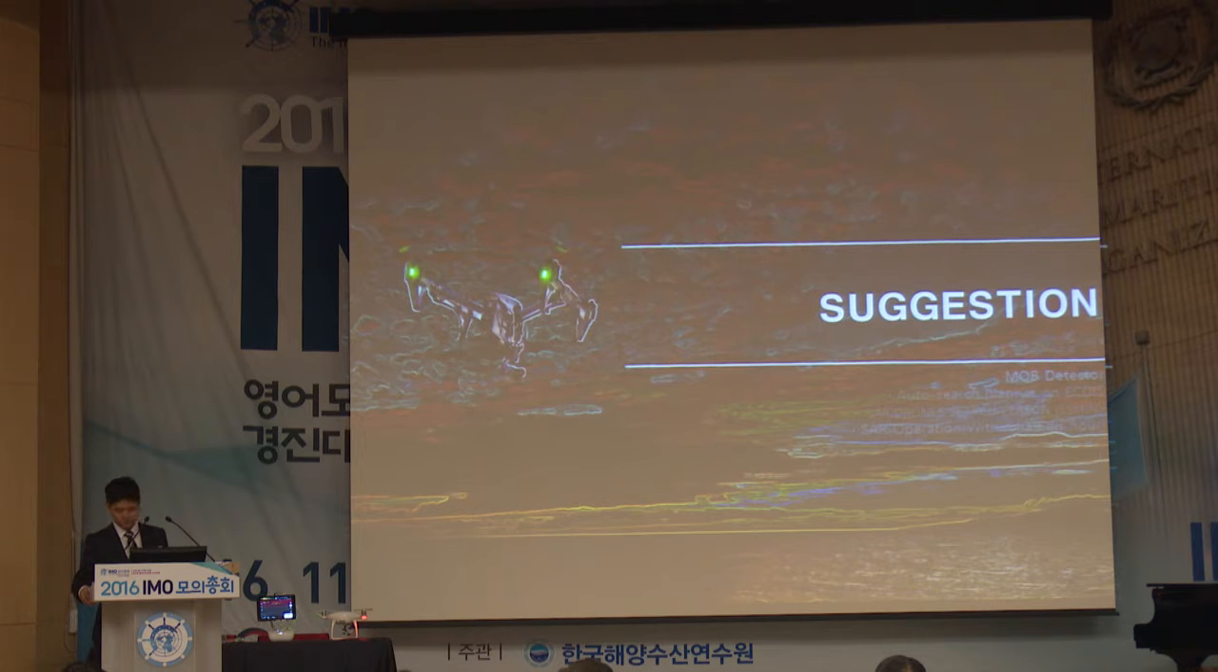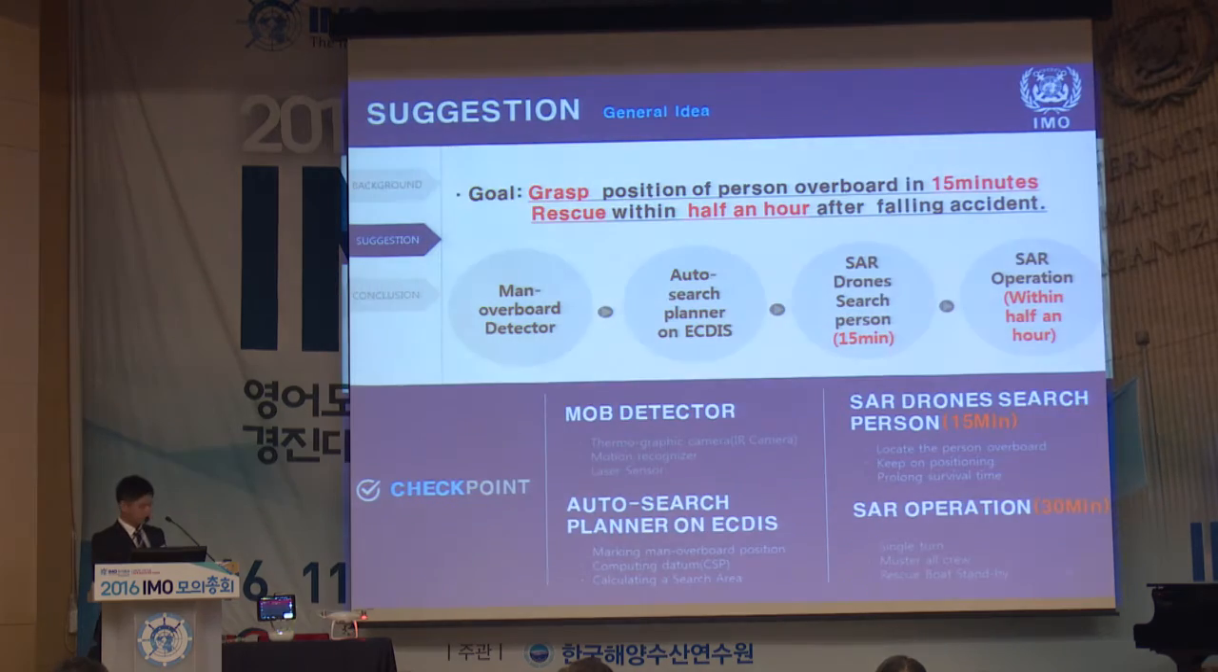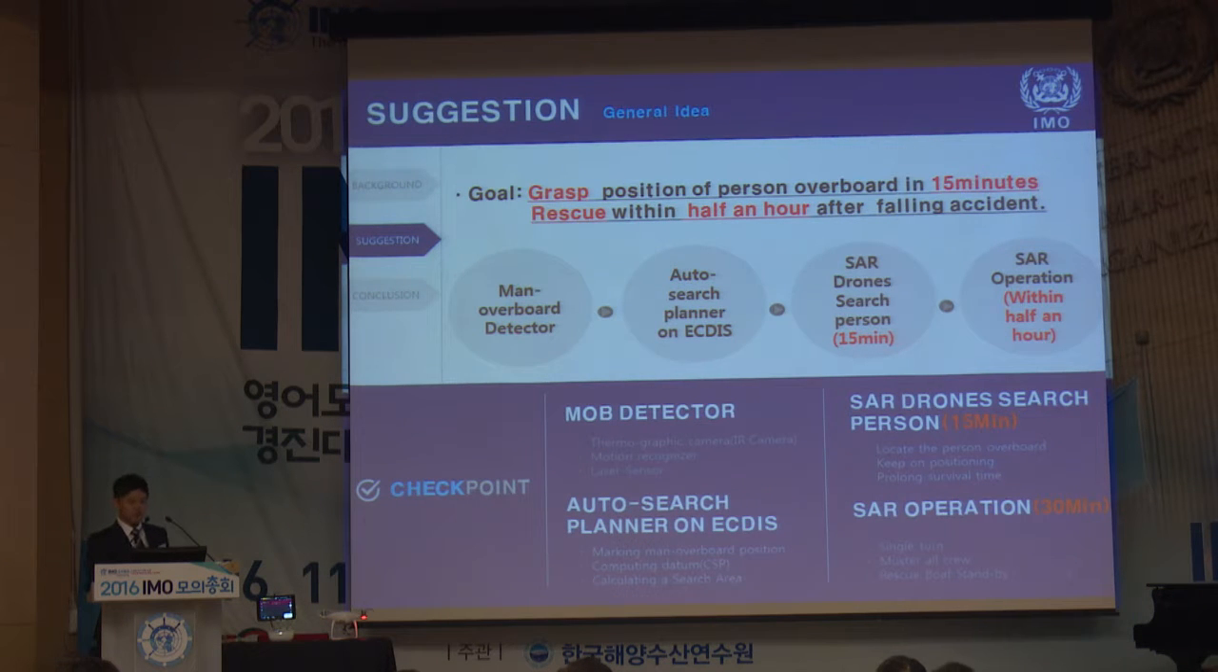Suggestion. Search and rescue drone operation aims to rescue persons overboard within half an hour after the falling accident. First, the sensing system responds to a man overboard situation. Second, the electronic chart display and information system automatically makes a search plan that search and rescue drones have to follow. Third, search and rescue drones are launched directly and commence search operation. Finally, search and rescue operation is conducted for recovery of the person in the water.